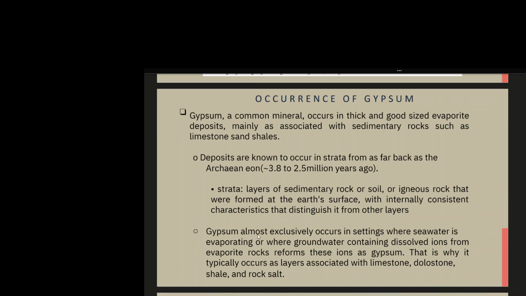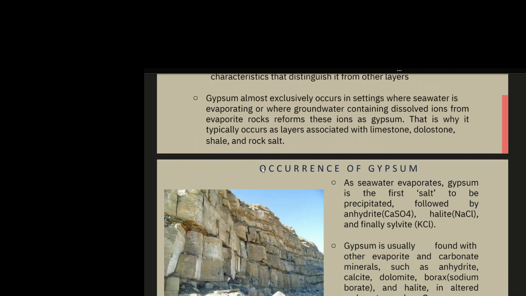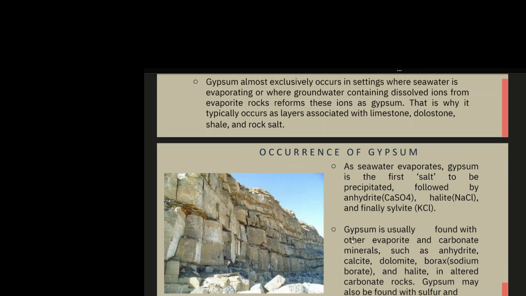And so gypsum almost exclusively occurs in settings where seawater is evaporating, right? So that's where many people get their gypsum from. And so as seawater evaporates, gypsum is the first salt to be precipitated, following the anhydrite and the halite, and finally the potassium chloride or the sylvite, as many people may call it.